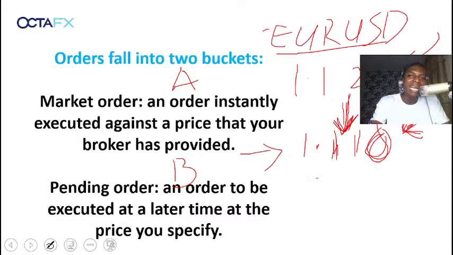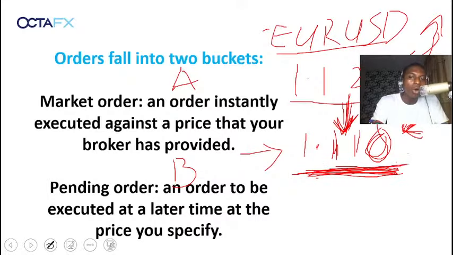Now trader A buys at this level expecting that the price will go up, but trader B sets a pending order. Trader A took a market order. He bought at the immediate price level. Trader B is buying with a pending order, which means he sets an order here instructing the broker that until this price falls to this level, don't buy for me. When it gets to this level, buy for me, right? So you are not buying immediately at this level. You are waiting for it to fall down to this level before you buy. This is a pending order.